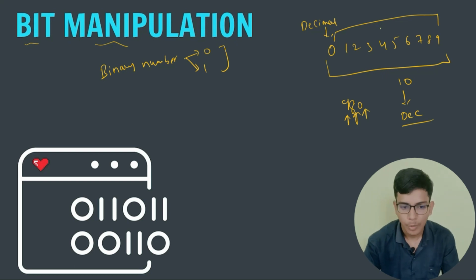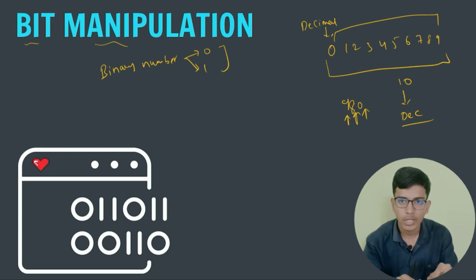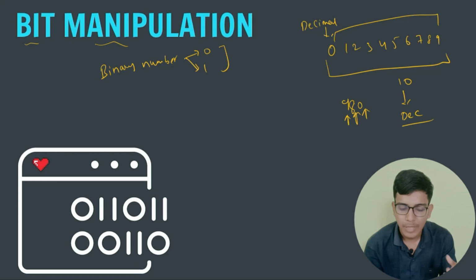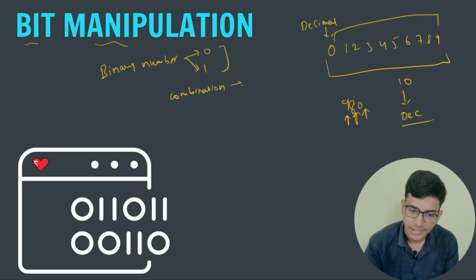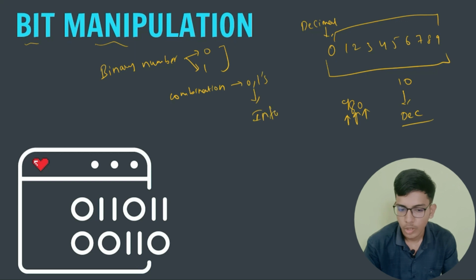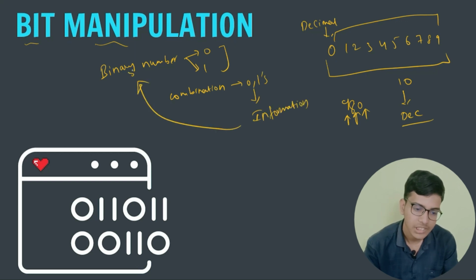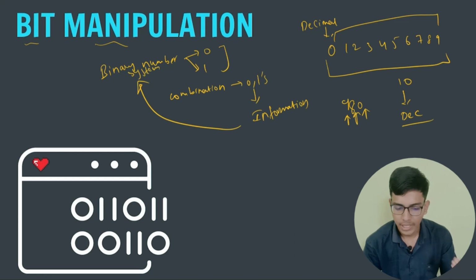When it comes to computers, our computers store information, whether it may be our photo, our data, or our file, and whatever coding we are doing, that gets stored in our computer in the form of binary number combinations. A combination of zeros and ones, that is nothing but information. So our computer stores numbers in the form of the binary number system. So this is the basic of the binary number system.